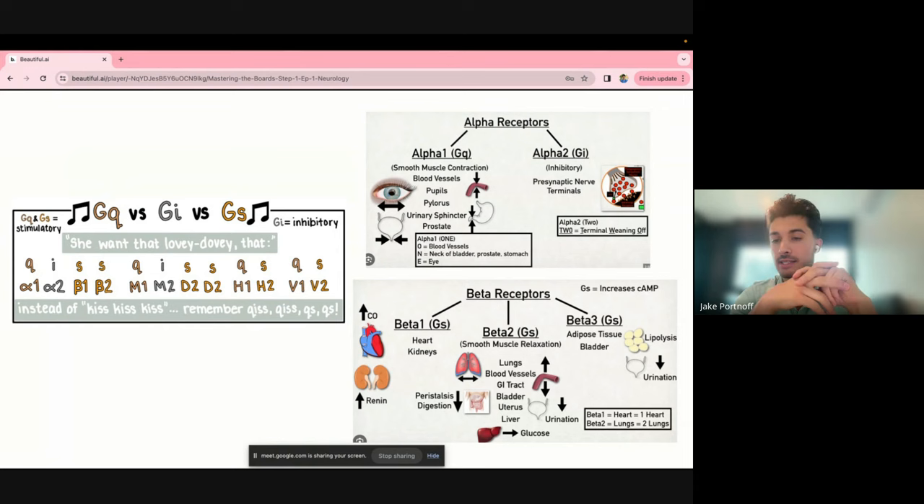Again, there's a little trick here just to remember: QISS, QISS, QS, QS. You just write it in this order: alpha, beta, M, D, H, V. So it just goes 1, 2, 1, 2, 1, 2, 1, 2, right? And that's going to be your integration there.